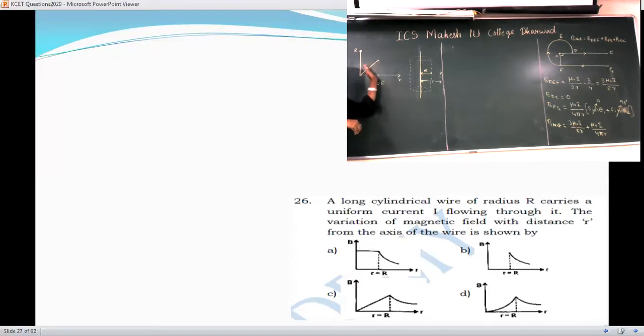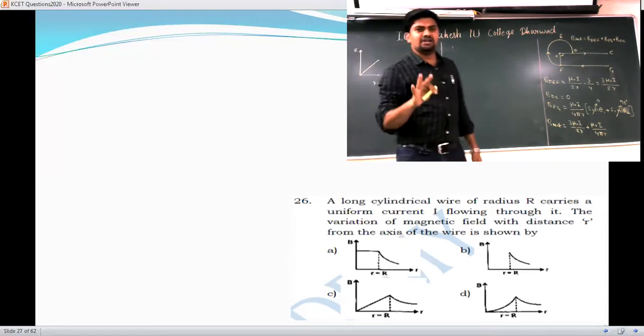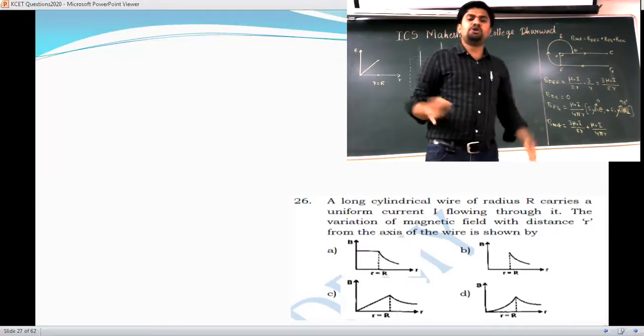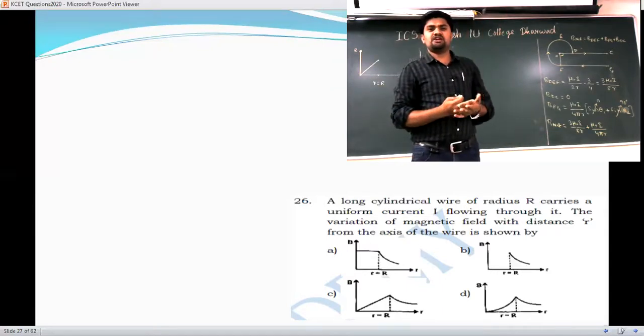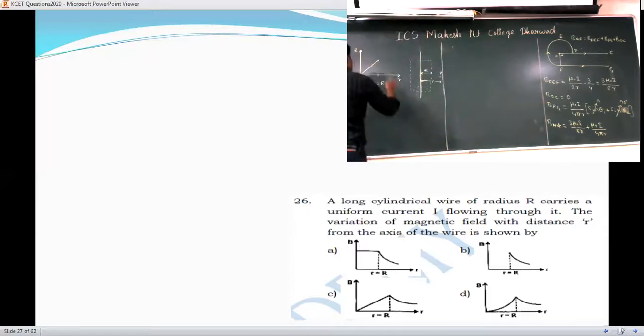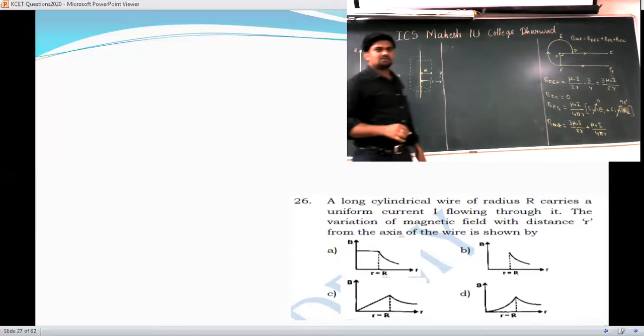But when it crosses the surface, due to the atmospheric resistance, there will be a drop in the magnetic field, and that drop may not be linear, it may be exponential, because we don't know what type of surrounding is present outside the conductor. That's why the magnetic field decreases in exponential form. So this graph suits this question.